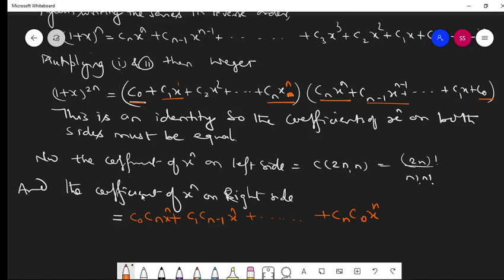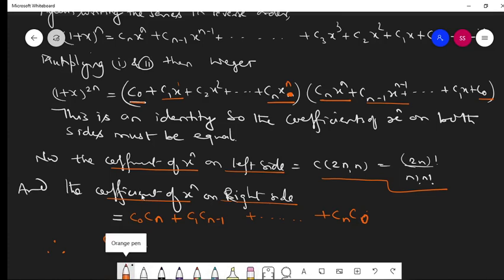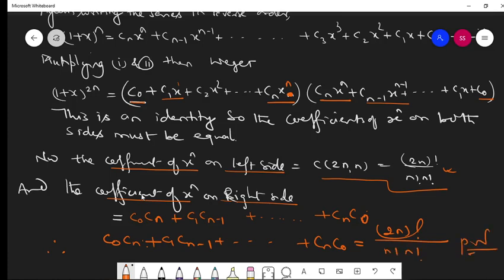Then the right coefficient and left coefficient we can equate. Therefore, from these two relations, this is the coefficient of x to the power n on the left side and this is the coefficient of x to the power n on the right side, so they are equal. Here we are writing the coefficients, not xⁿ. So c0·cn + c1·cn-1 + ... + cn·c0 equals (2n)! / (n!·n!), and that proves the given condition.